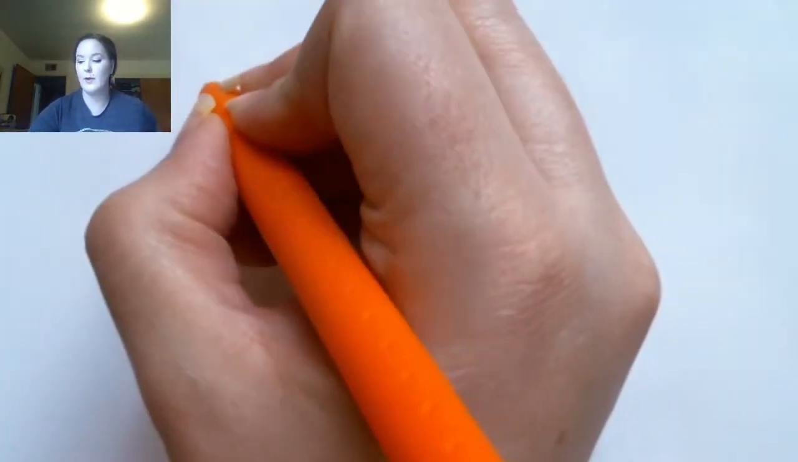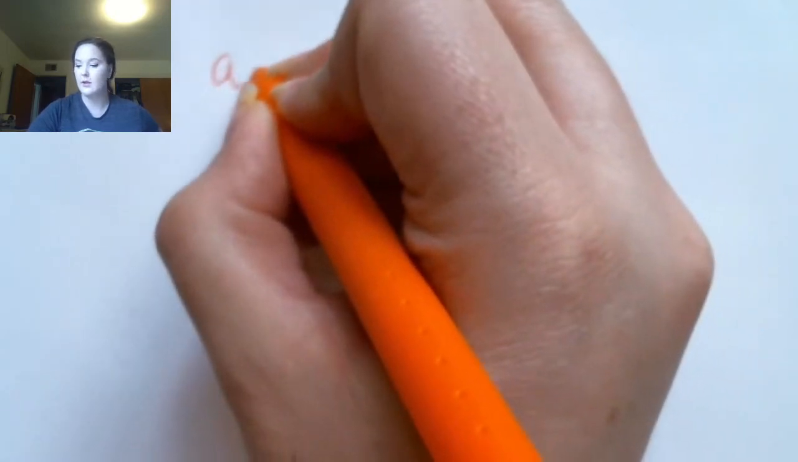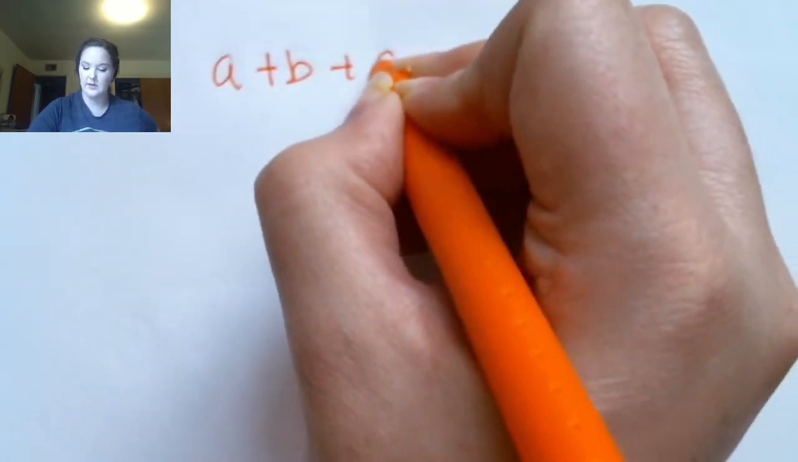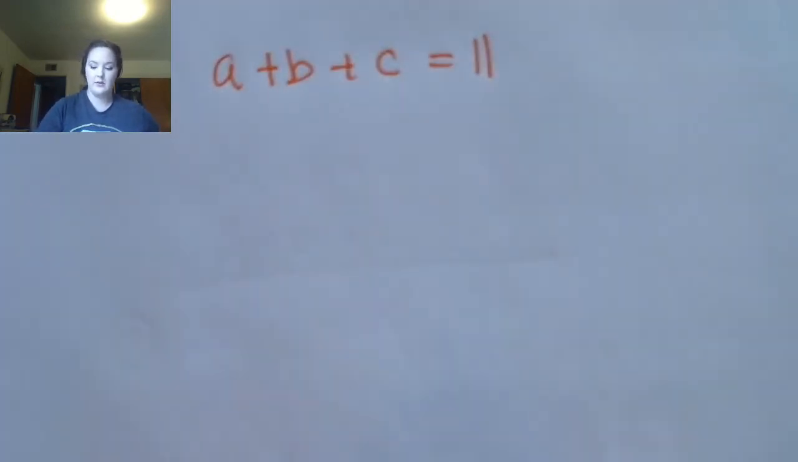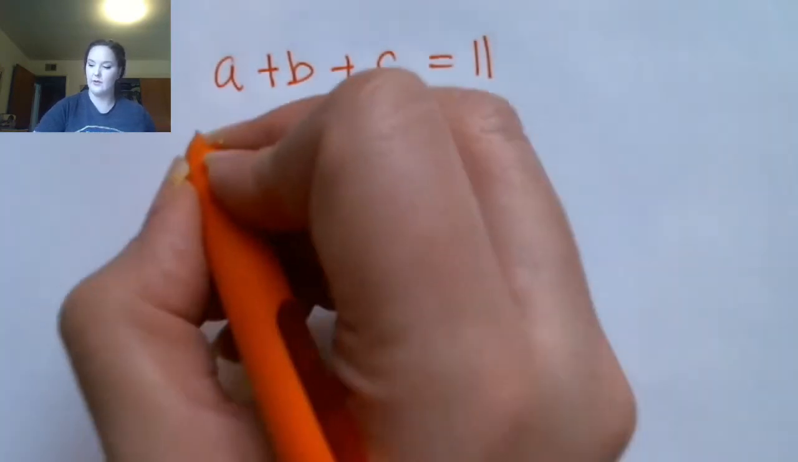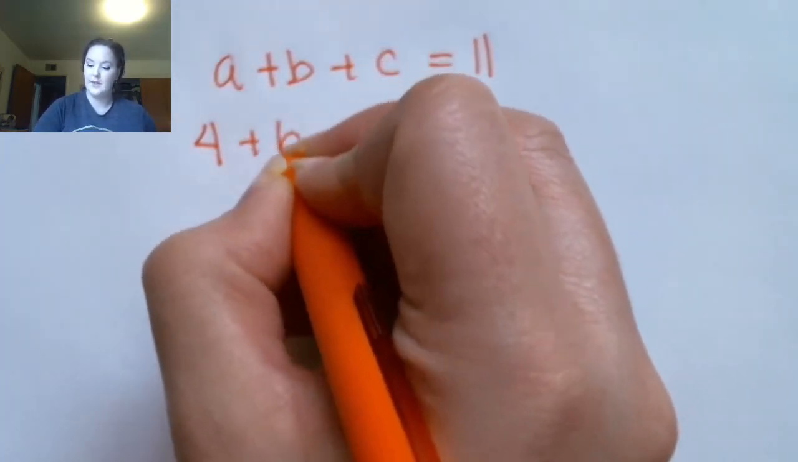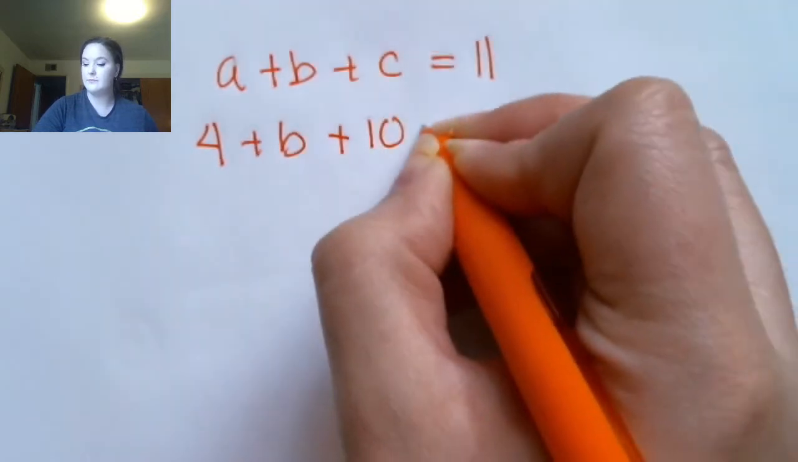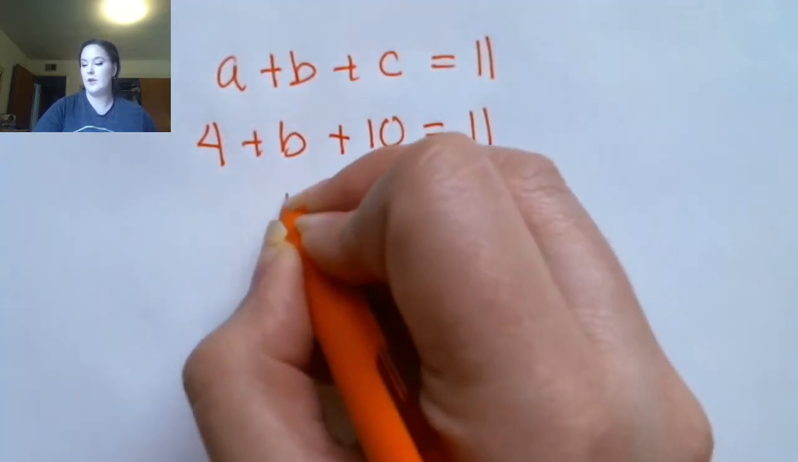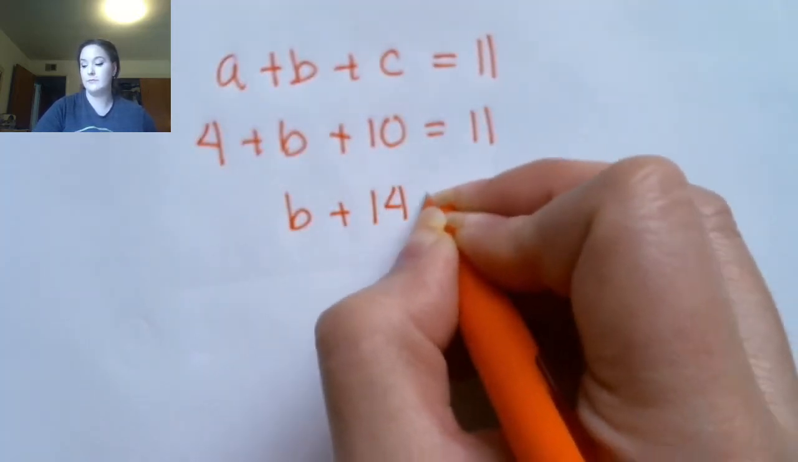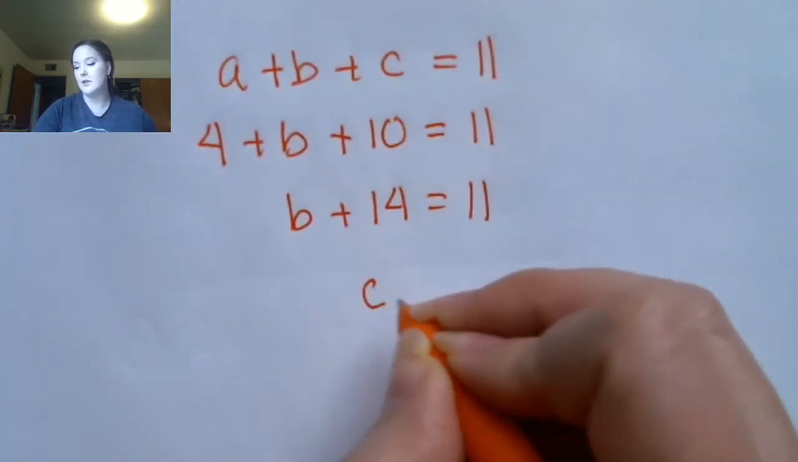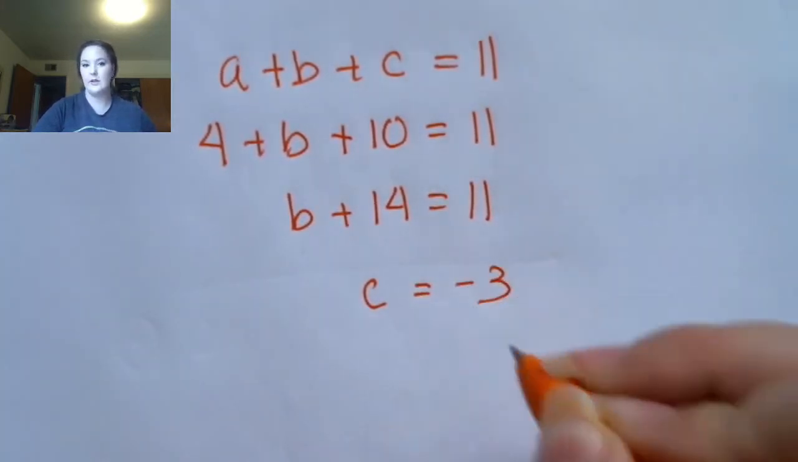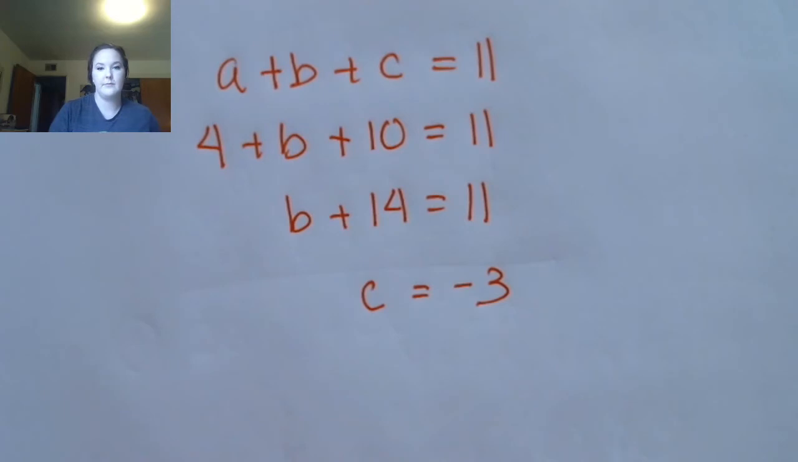Okay, so remember one of my original equations was a plus b plus c equals 11. Okay, and I'm going to plug in my value for a and my value for c. So I get b equals -3. Okay, all right, so that allows me to write my equation.